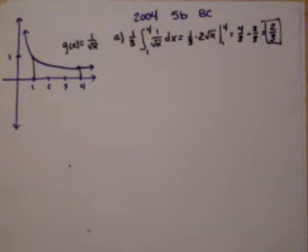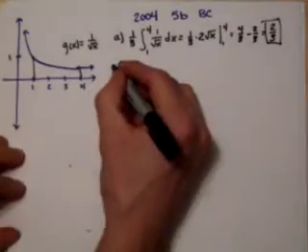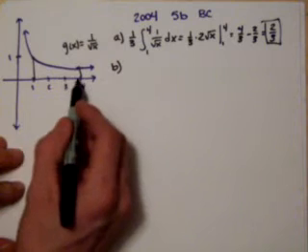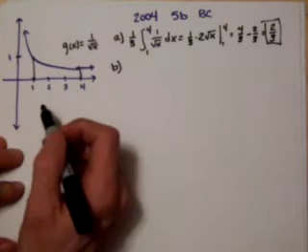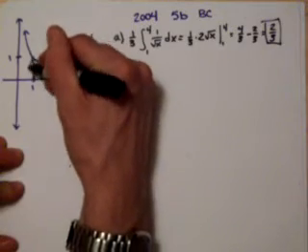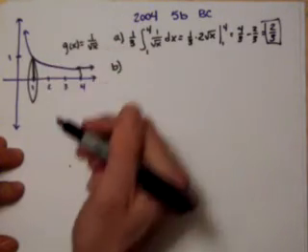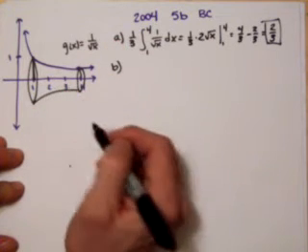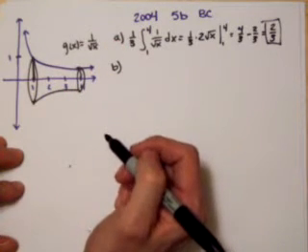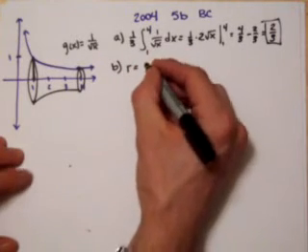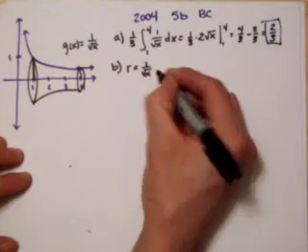For B, it says to find the volume of this region between 1 and 4 underneath this curve revolved around the x-axis. So the radiuses will be here, and you're going to get these circles as cross sections, and it's going to look something like that. So the cross sections are circles with radius equal to 1 over the square root of x.